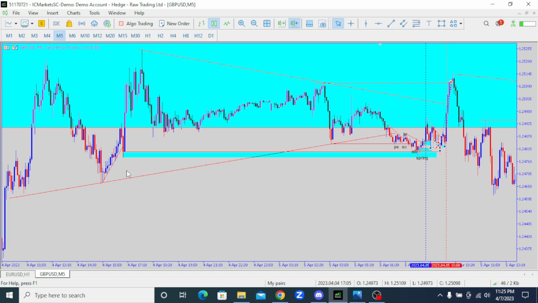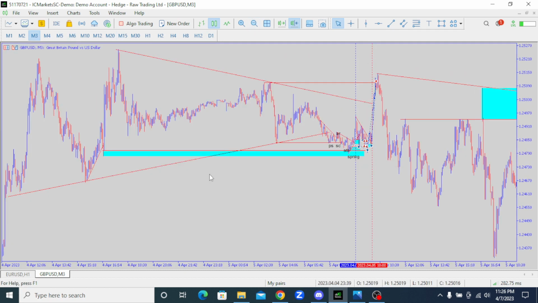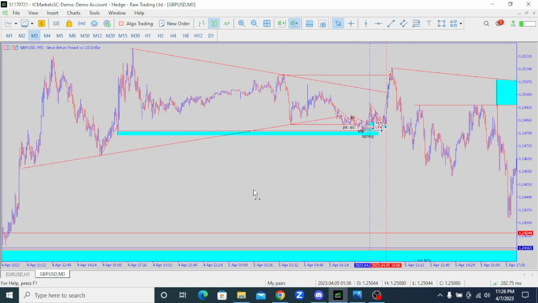It's actually good because I have a statistical edge over the market. My win rates may be horrible, but statistically I have an edge.